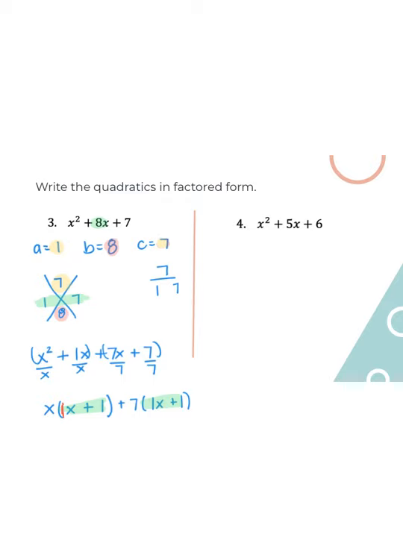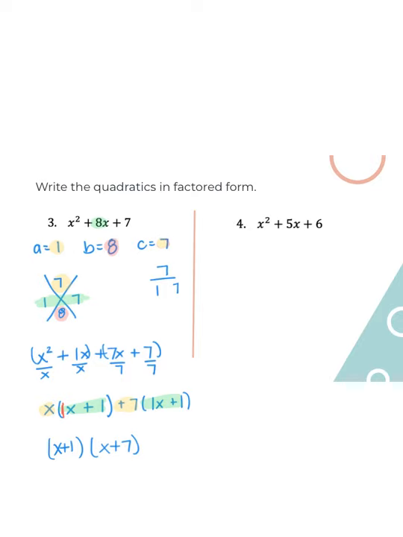Yep, they sure do. So now I can go ahead and rewrite what was on the inside, x plus 1 for my first set. And remember, my second set comes from what's on the outside. So on the outside, I have x plus 7.